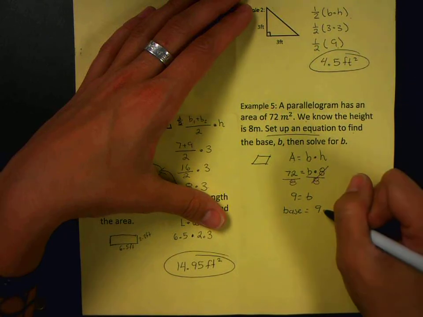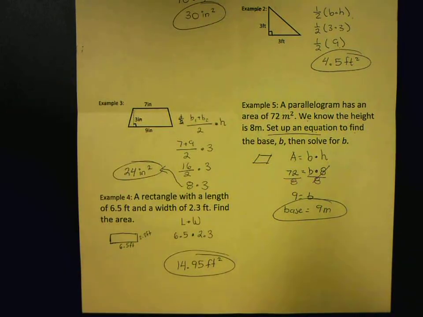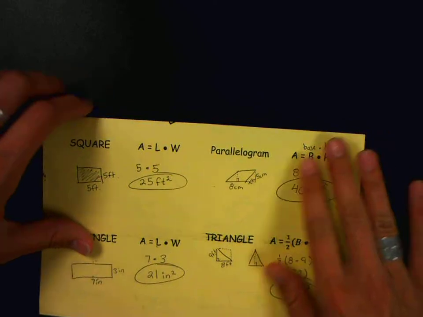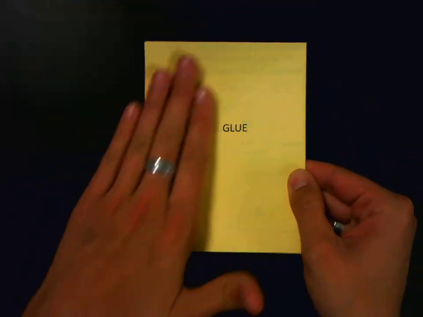Alright, when you are putting this into your notebook, again, you fold down hamburger style. You're going to put glue on the back of your foldable, again, where it says glue, okay? And you're going to glue it into your notebook.